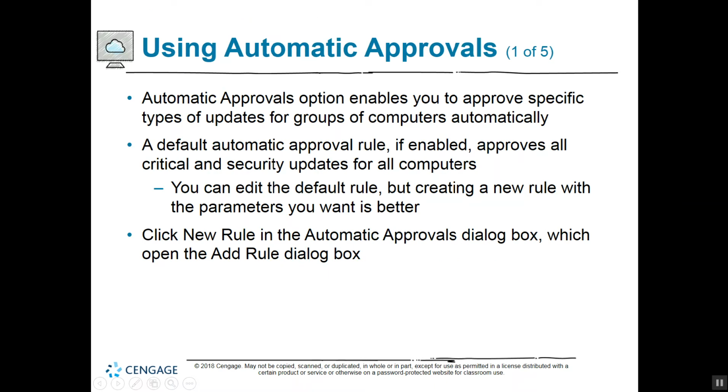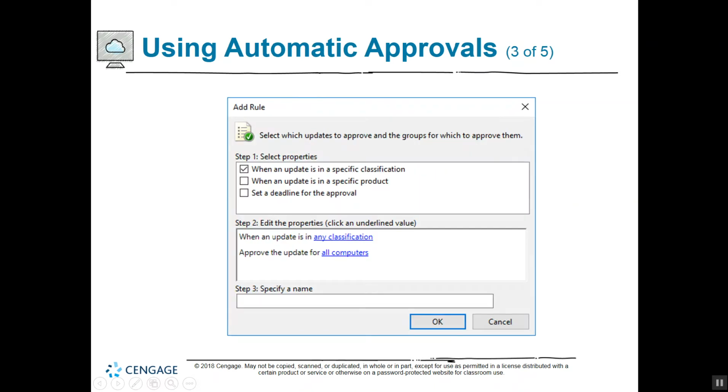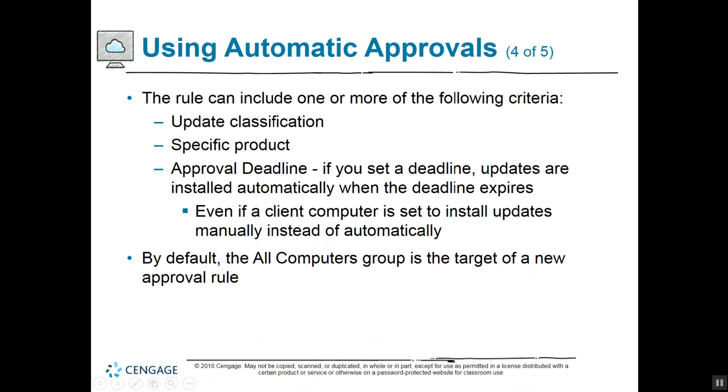A default automatic approval, if enabled, approves all critical and security updates for all computers. You can edit the default rule by creating a new rule with the parameters that you want, if for whatever reason you feel it's better. Okay, so here's our automatic approvals. Here's the default automatic approval rule. We can get rid of that, create a new rule if we wish to. Now, here we go. We'll add a rule. That's our custom rule, and create however we want it to be.